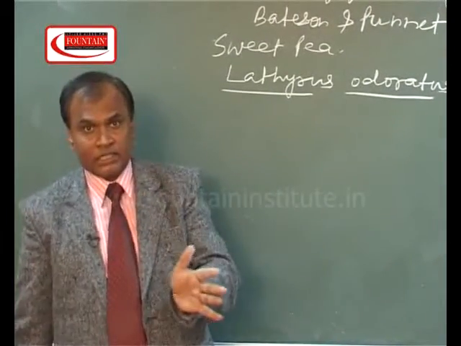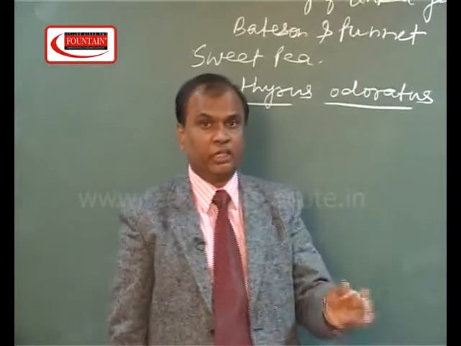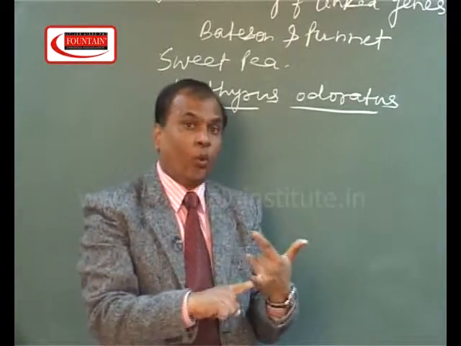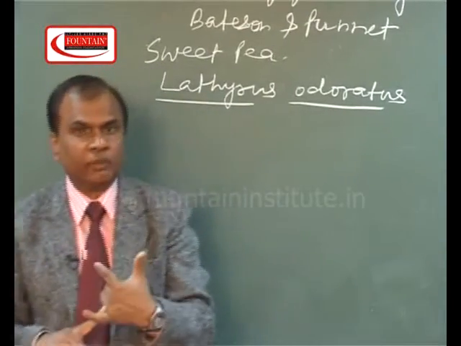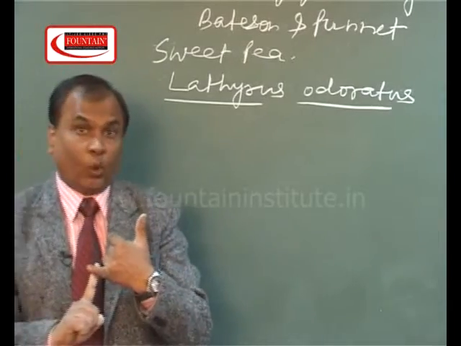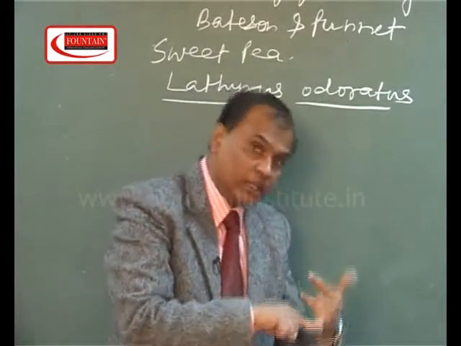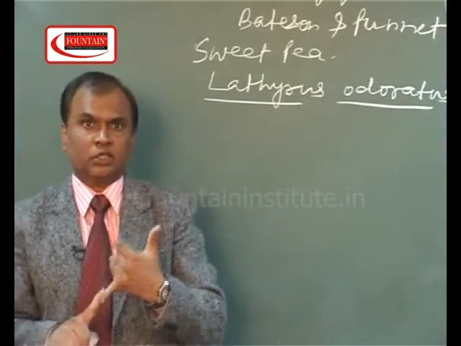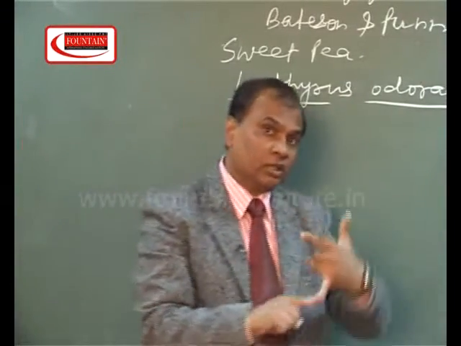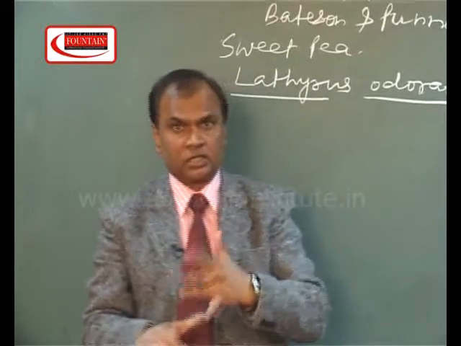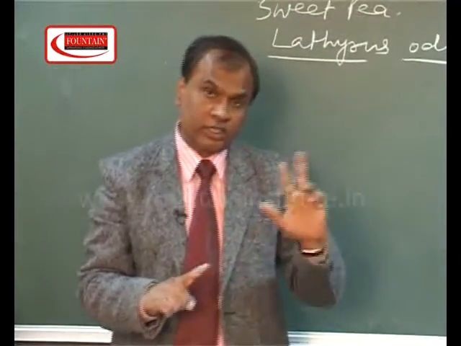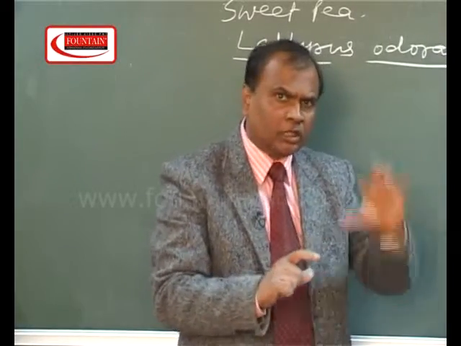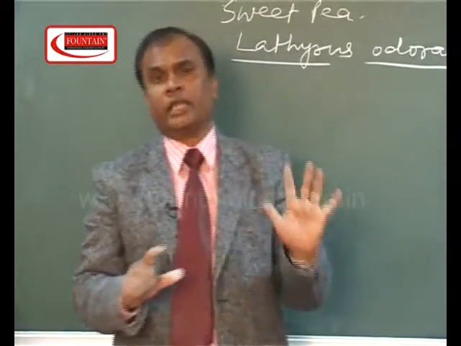So in this case, our problem is divided into three parts. First, we will have to see what was the experiment of Bateson and Punnett. Second, what was the new test cross ratio, and third, why it occurs. So here I am going to divide the problem into three parts. First of all, I am going to discuss Bateson and Punnett's experiment. This experiment was like Mendel's dihybrid cross.